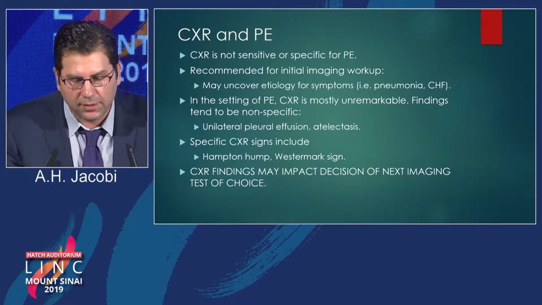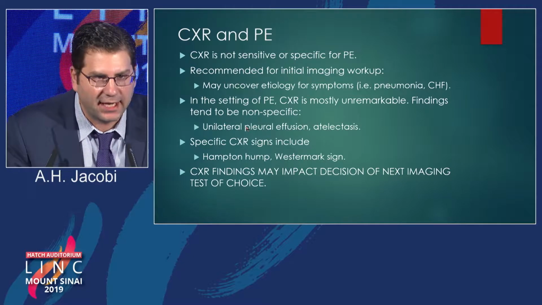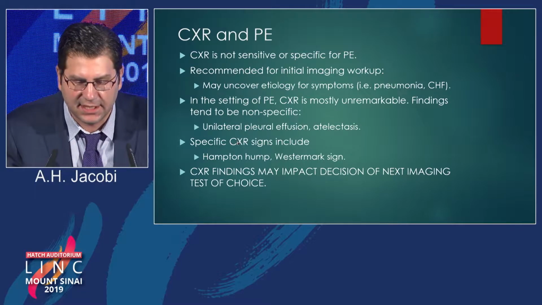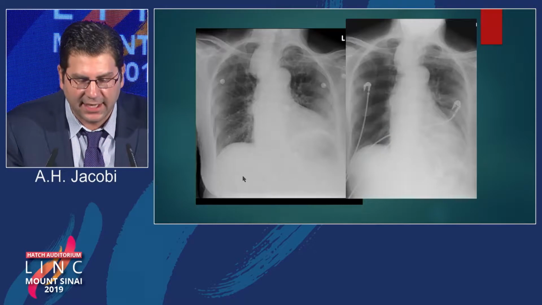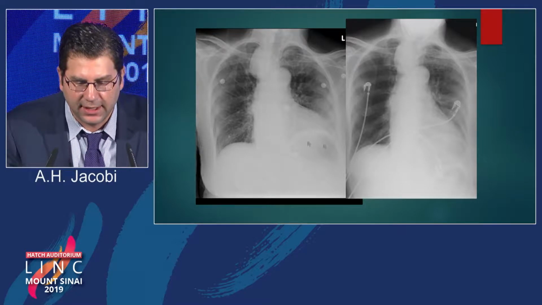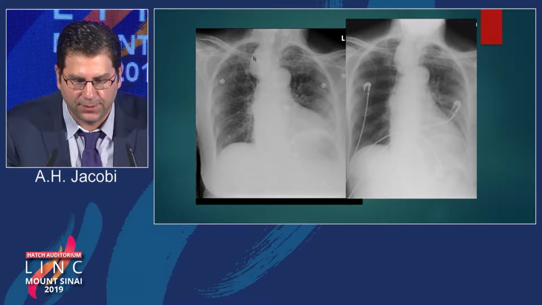There are some specific findings, which might be a unilateral pleural effusion or atelectasis, but those are also very, very nonspecific. But the most specific signs I'm going to show you in a second. And then the chest X-ray findings may impact the next step. So I'll show you here 2 X-rays from the same individual, with, ignore the bronchogenic cyst.